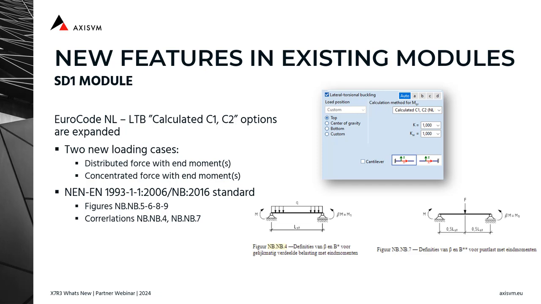X7 R3 extends the list of recognized patterns with the following two options for the Dutch National Annex for the precise evaluation of values C1 and C2: distributed force with end moments, and concentrated force with end moments.